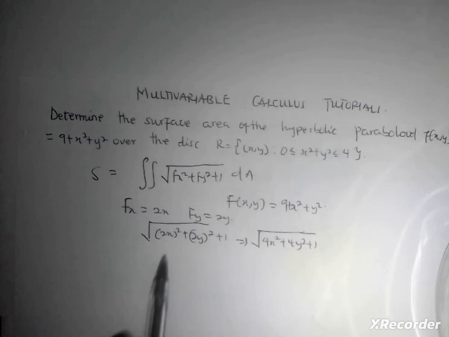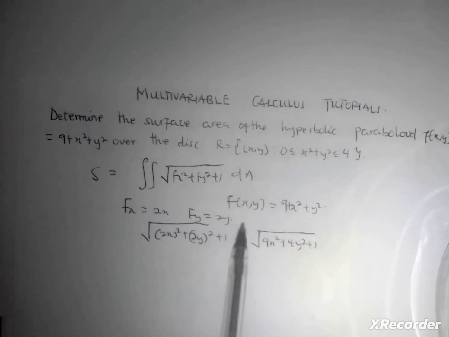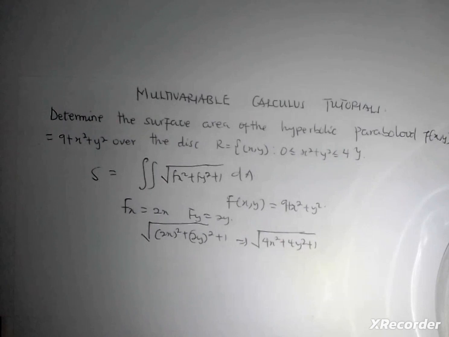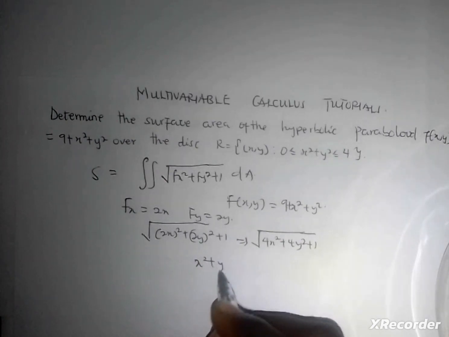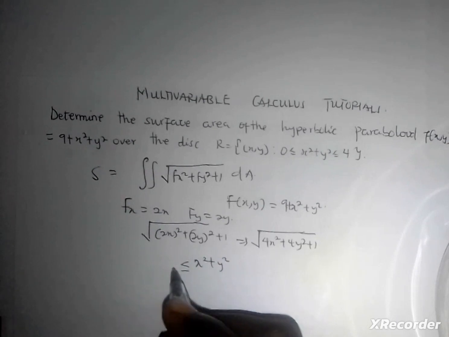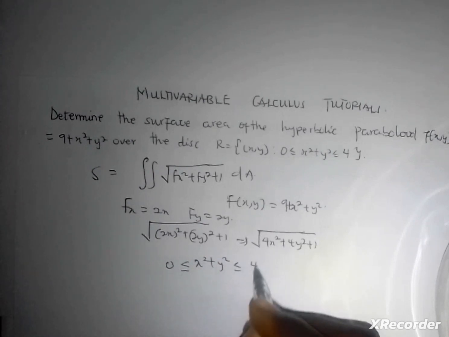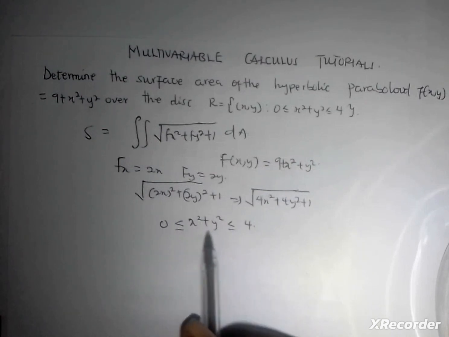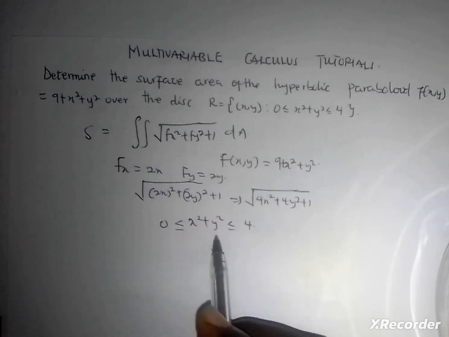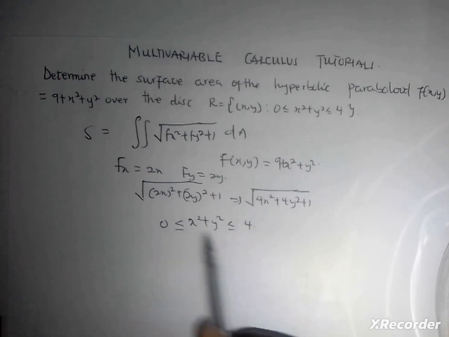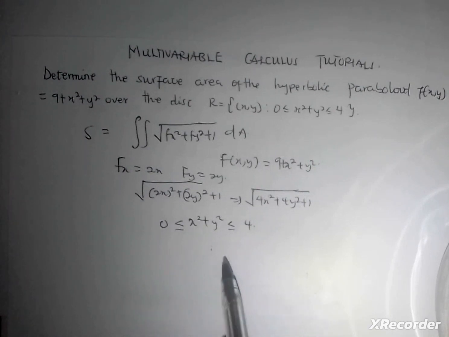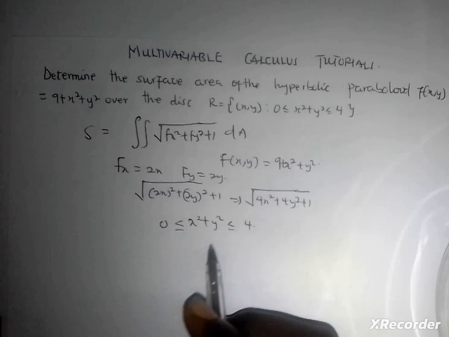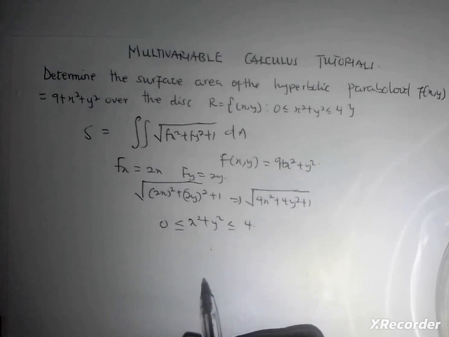Now I need my limits of integration, but I was given a disk. What is the disk here? The equation of the disk given was x squared plus y squared greater than or equal to 0 and less than or equal to 4. This is a perfect circle, the equation of a circle, so the boundary is from 0 to 4. Meaning we have to convert this to polar coordinates.